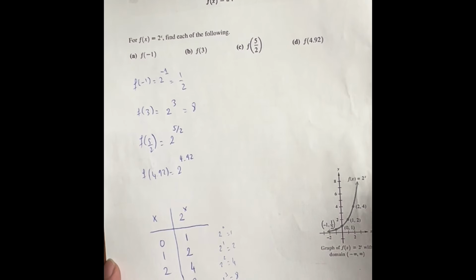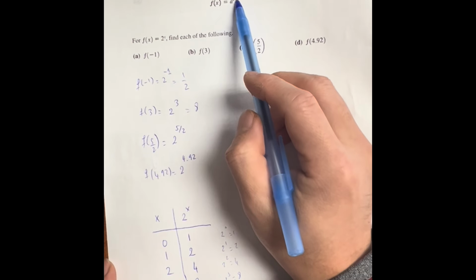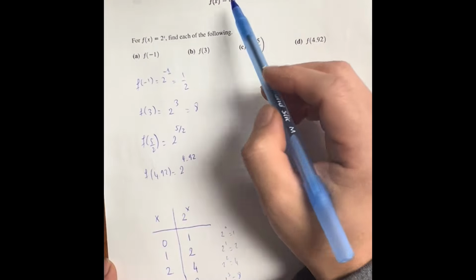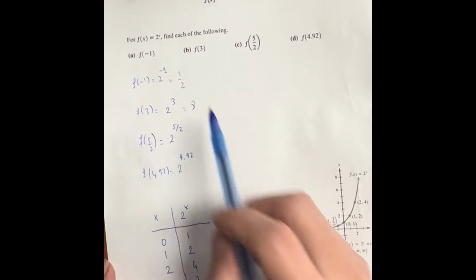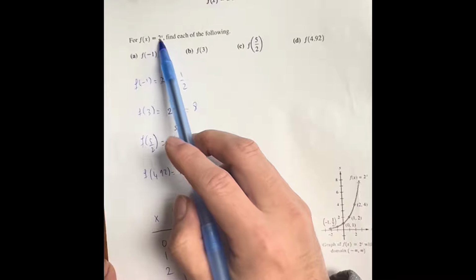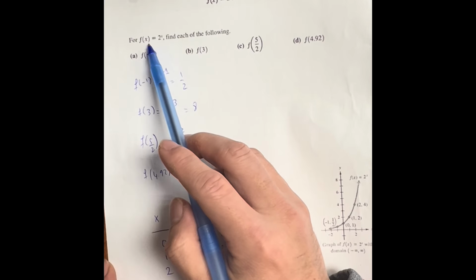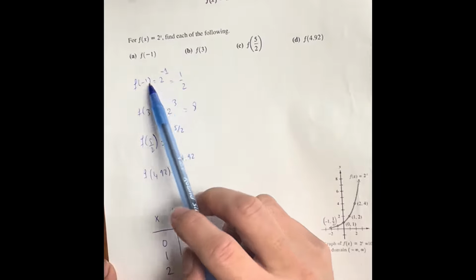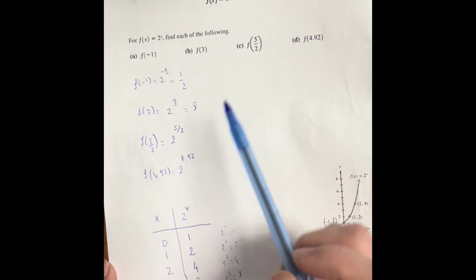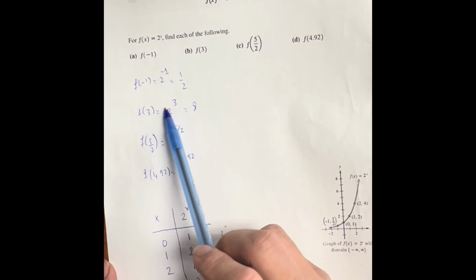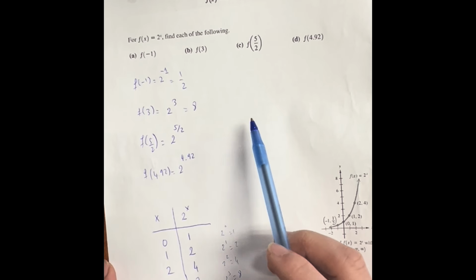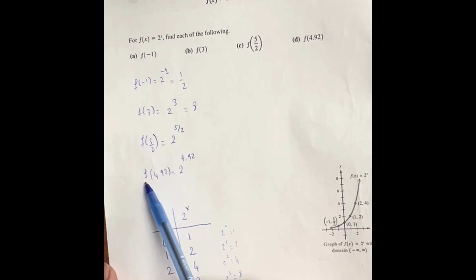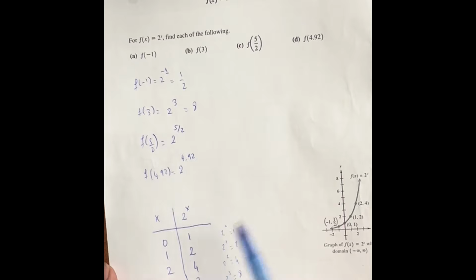The exponential function is defined as f of x equals a to the power of x, where a is a positive number and a cannot be 1. a is called the base. For example, this is a base 2 function. f of x is 2 to the power of x. So f of negative 1 would be 2 to the power of negative 1, which is 1/2. f of 3 would be 2 to the power of 3, which is 8. And f of 5/2 would be 2 to the power of 5/2. f of 4.92 would be 2 to the power of 4.92.